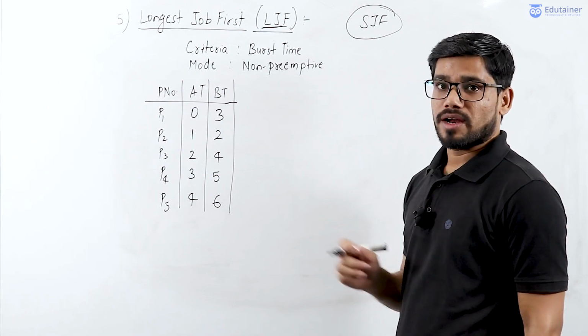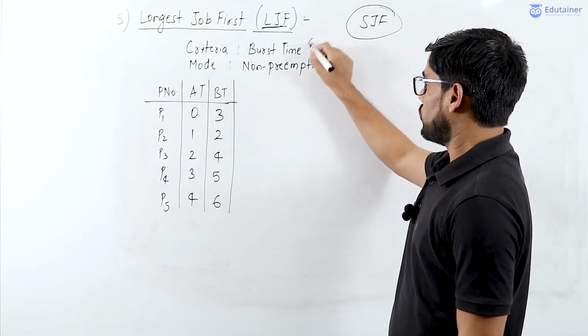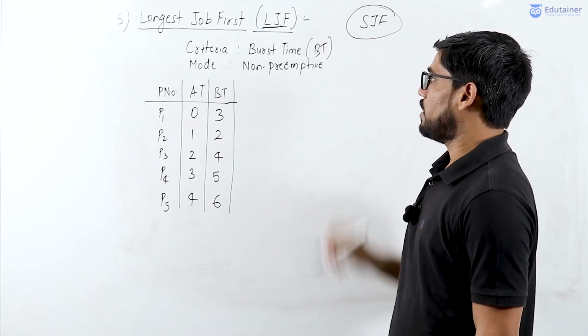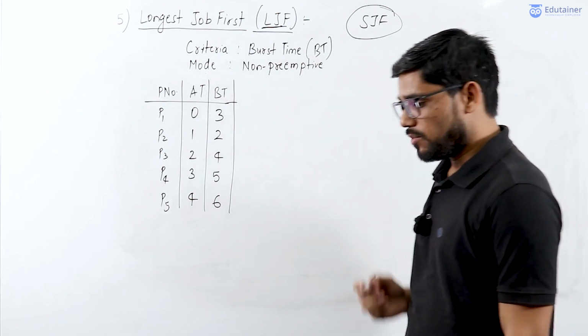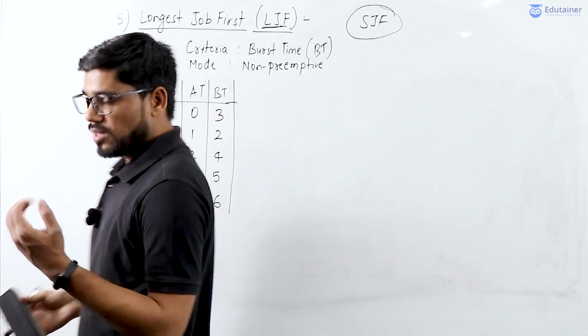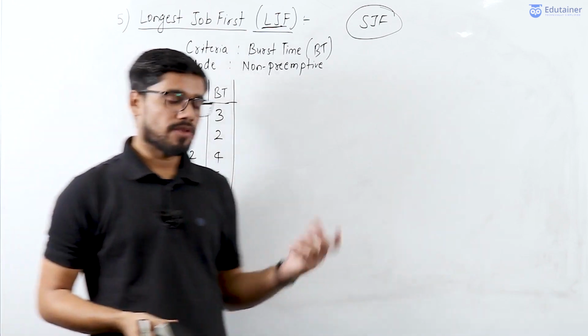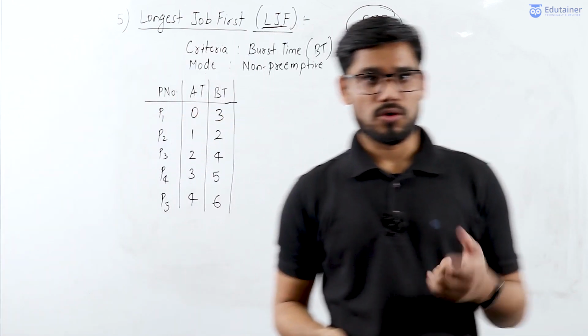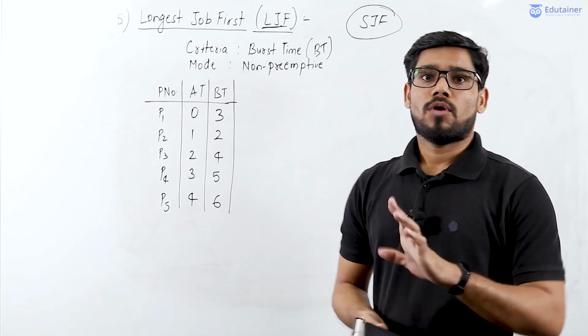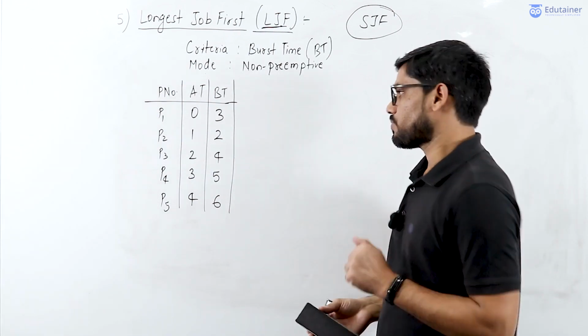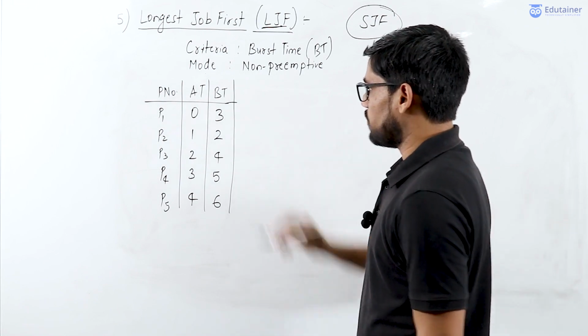So definitely here the criteria will be burst time, and the mode given here is non-preemptive. Non-preemptive means whenever we pick a process based on its longest burst time, we need not halt the process until its completion. So let's see the example here.